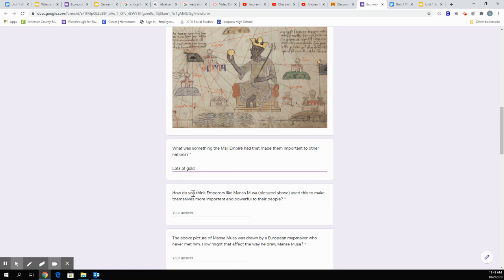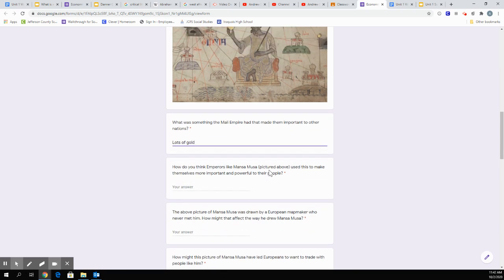Then the next question: how do you think emperors like Mansa Musa, who's this guy, used this to make himself look more important and powerful to other people and to their own people? So think about that. How did he use all of that gold to make himself look more powerful and important? I kind of explained that, but think about what that could mean. Now, the next question you have to really put some critical thought into. And I'm not going to give you the answer here.